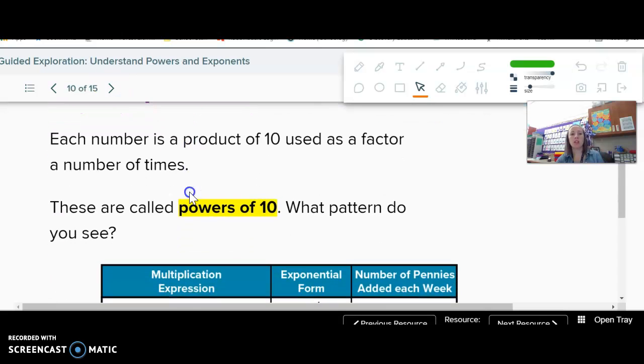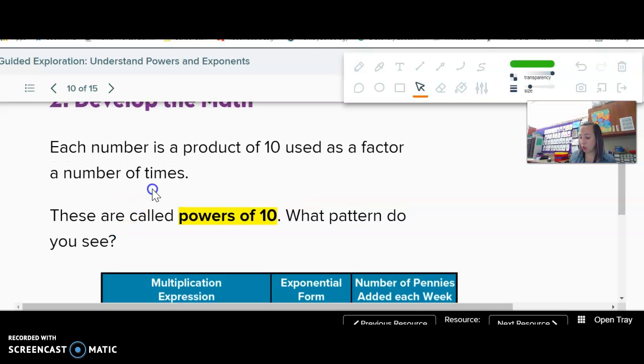All right, so we can also call them powers of 10. So on your notes where it says the product of 10 used as a factor a number of times is called a power of 10. So it's just another way to say it. It's like exponential form with tens. It's also called powers of 10. Like I said, 10 to the second power, 10 to the third power. It's just another math word that gets added to your vocabulary.